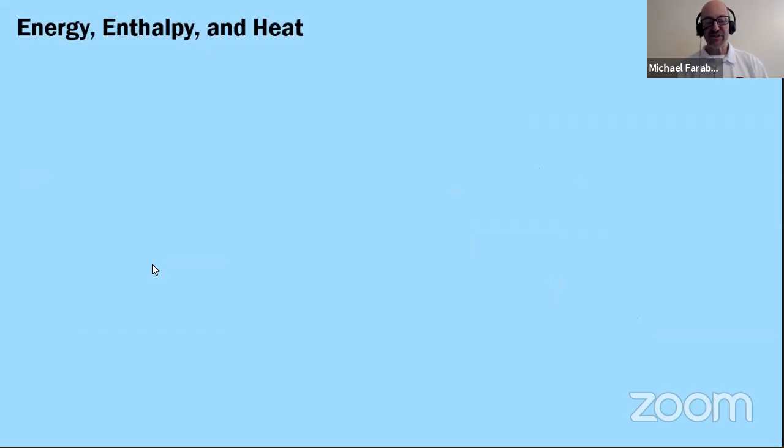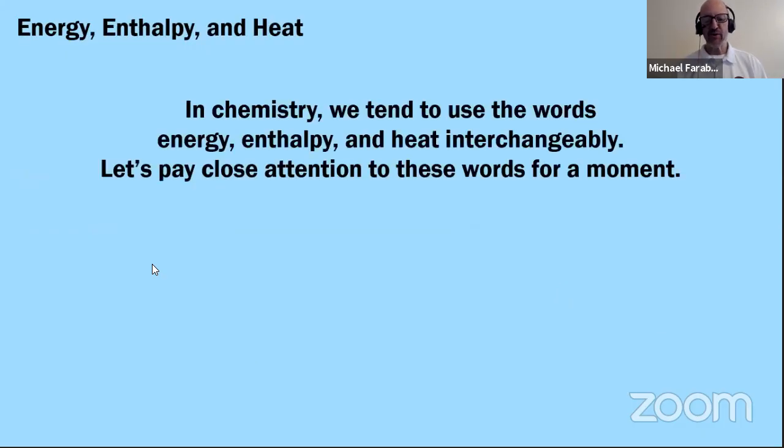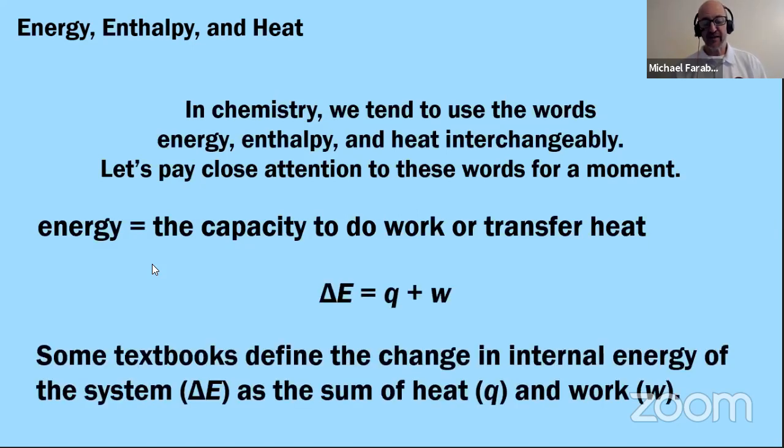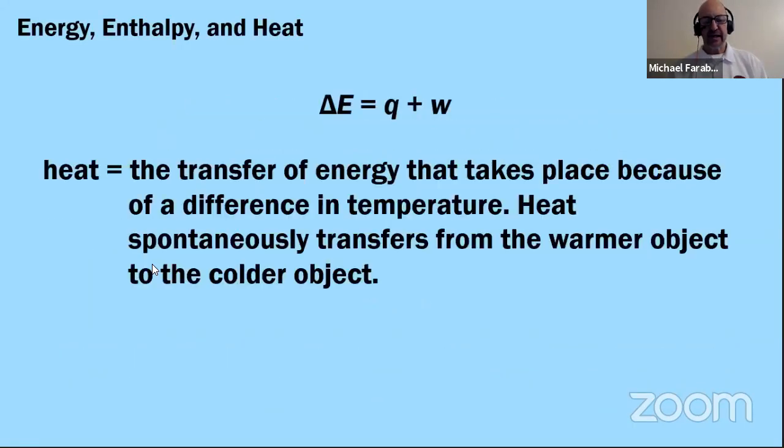All right, now the words energy, enthalpy, and heat are often used in chemistry interchangeably. So let's pay close attention to these words for a moment. Energy in general is the capacity to do work or transfer heat. So some textbooks define the change in internal energy as delta E, and they refer to delta E as the sum of the heat, which we're going to call Q as a symbol, and work, W. If the change in energy is the sum of the heat and the work, what exactly are heat and work?